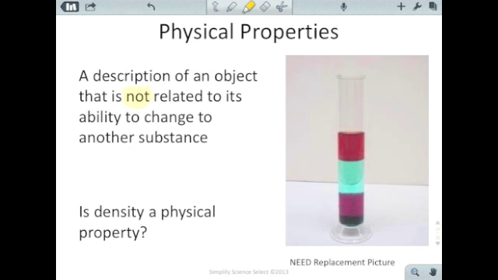When we're looking at physical, the one thing that I would put is that physical properties or physical changes do not change what it is. Physical, nothing happens to the substance's composition.